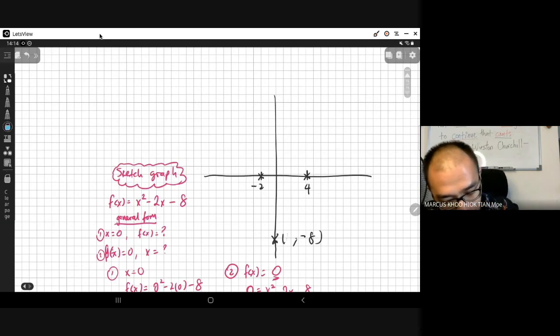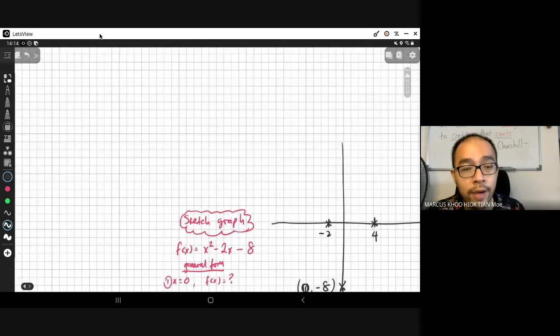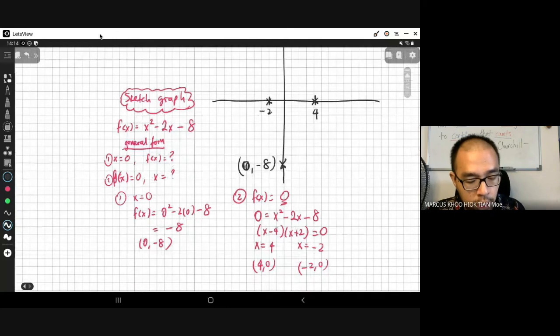Okay, you know what? Saya kasih pindah dulu ini lah. So this is 0 and negative 8. Okay, saya ada 3 titik sudah. I just need one more. And how do I find the one more? I have to change the general form, change to vertex form.